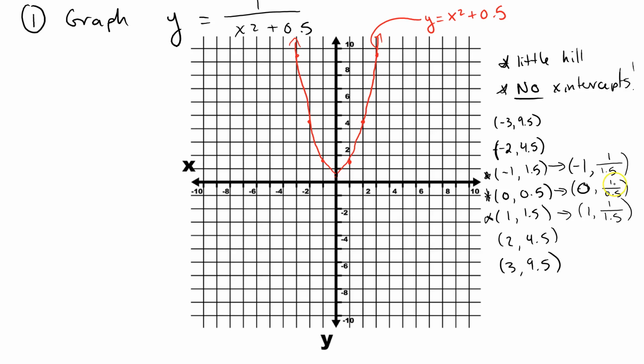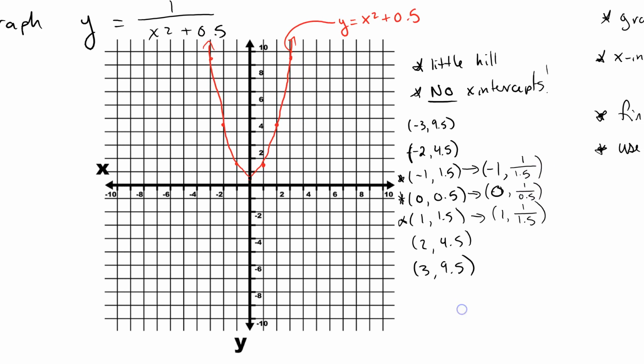So I'm going to plot these points right here. This is going to become negative 1, 2/3. This is going to be, oh sorry, this is going to be 0, 2. This is going to be 1, 2/3.